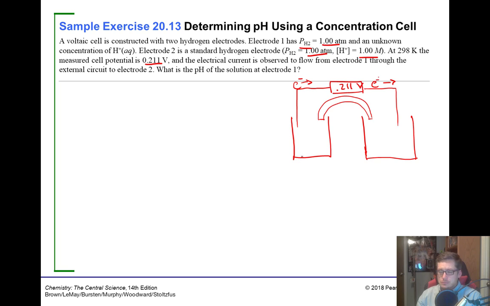Down here it says we have a partial pressure of H2 equal to 1.00 atmospheres. This is our electrode 1, or maybe we'll label that as 1, and this is 2.